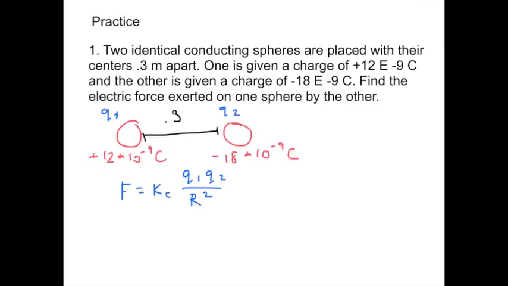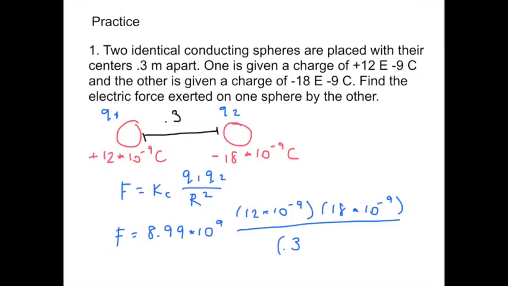And now we're ready to solve. So I'll plug in. We know that Coulomb's constant is 8.99 times 10 to the 9th. The first charge will be 12 times 10 to the negative 9th coulombs. The second, we'll just call it positive 18 times 10 to the negative 9th coulombs, and then we're dividing by 0.3, which is squared on the bottom. If I simplify this, I get that the force of these two objects on one another is equal to 2.2 times 10 to the negative 5th newtons.